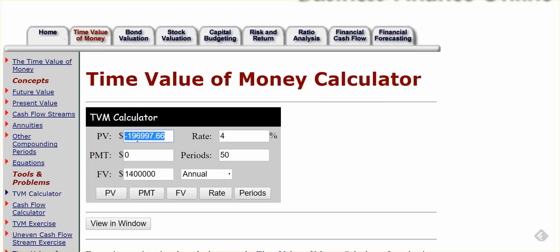Now, basically then it's saying if my daughter has $1.4 million in 50 years, that has a purchasing power today of $196,997. That agrees with what we got when we worked it on the interest factor tables. Notice it's giving me a negative 196,000. That's because your calculator will always return the opposite sign of the amount that you input. Since I input a positive 1.4 million, it's returning a negative present value.